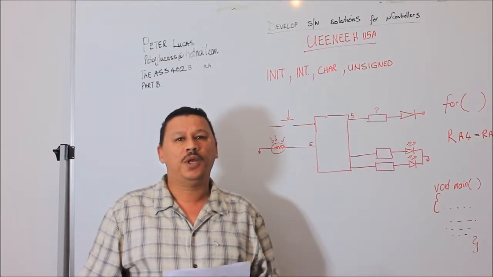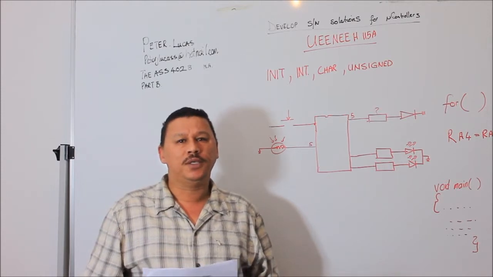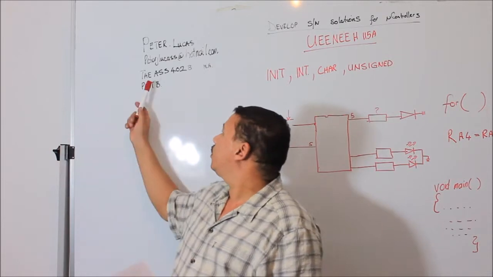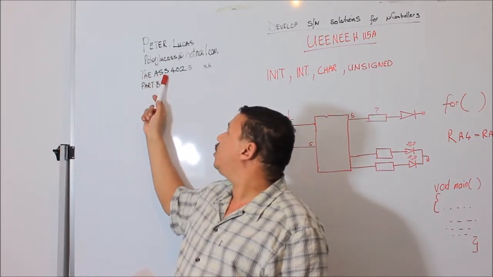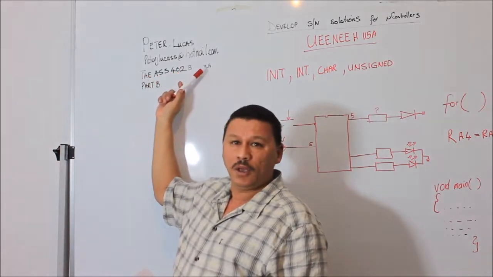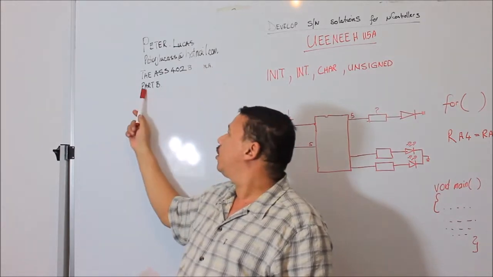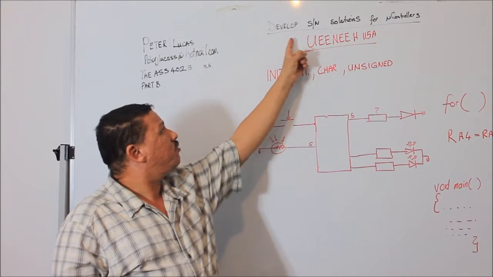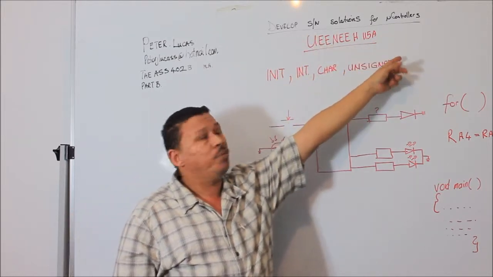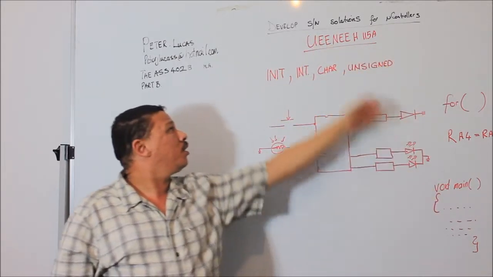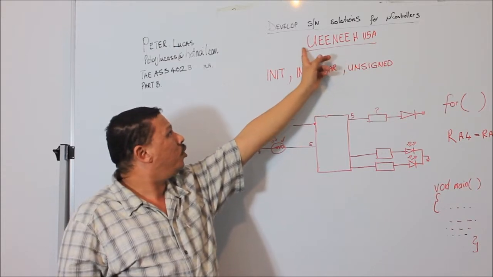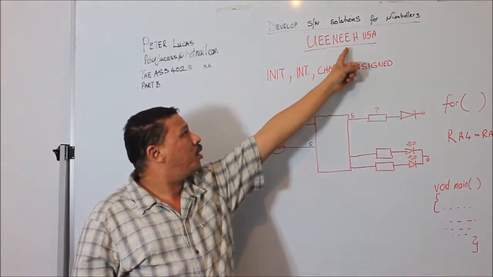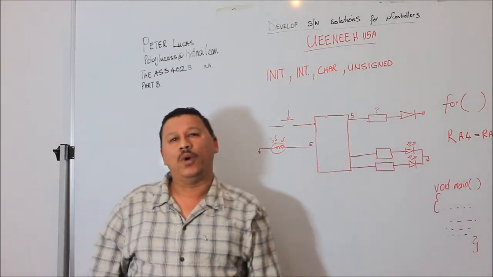Good day, my name is Peter Lucas and I'll be the assessor for the following course. This course comes out of TAEASS402B major activity and it's part B. The course name is Develop Software Solutions for Microcontrollers and the unit of competence is UEENEH115A.